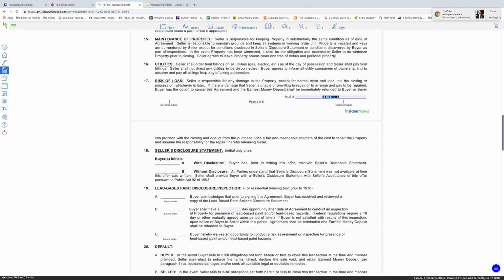Number 16, utilities. Seller shall order final bills on all utilities, water, gas. Now, water bill. Do not let the other agent take control of the transaction. As a buyer's side, when your buyer buys the house, if the water bill is not paid, and somebody forgets to order a final water bill and the seller never pays it, your buyer is going to end up paying it. Say something crazy happened, there's a family that moved there the last month, they let their aunts and uncles come over and use their washer and dryer. They ran up a $100 water bill, which is an extreme example, but it could happen.